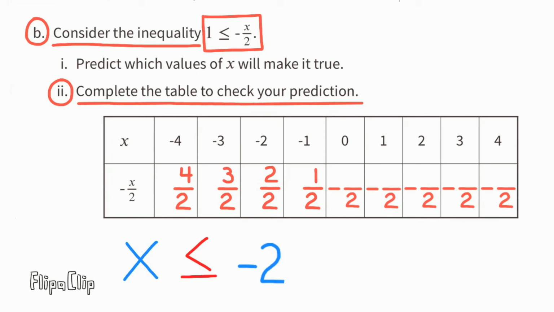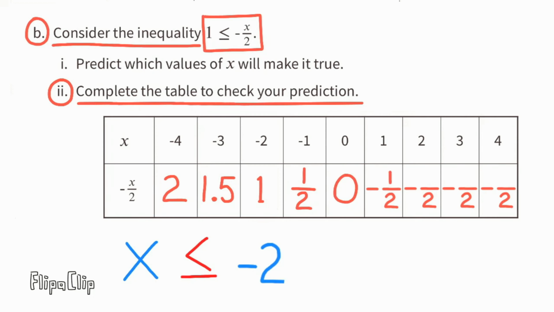4 divided by 2 is 2. 3 divided by 2 is 1.5. 2 divided by 2 is 1. 1 divided by 2 is 1/2. 0 divided by negative 2 is 0. 1 divided by negative 2 is negative 1/2. 2 divided by negative 2 is negative 1. 3 divided by negative 2 is negative 1.5. And 4 divided by negative 2 is negative 2.